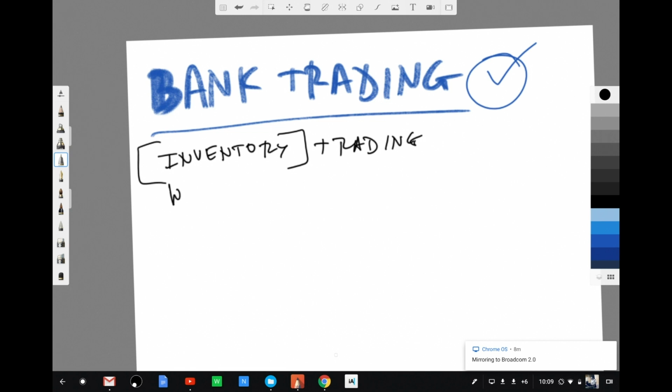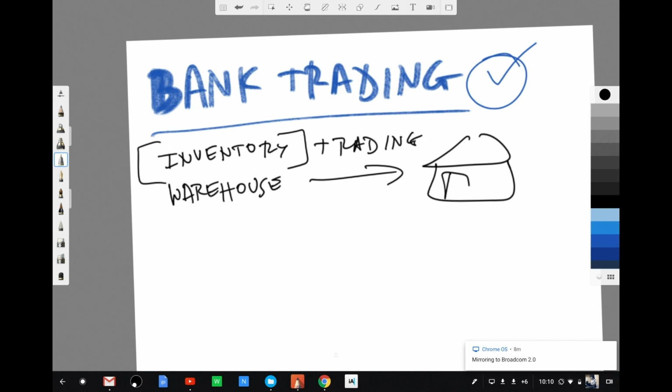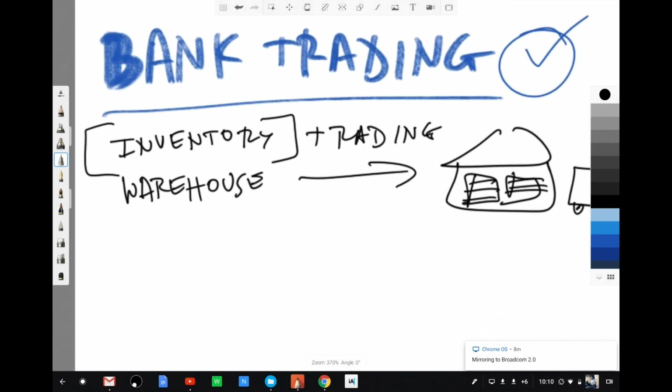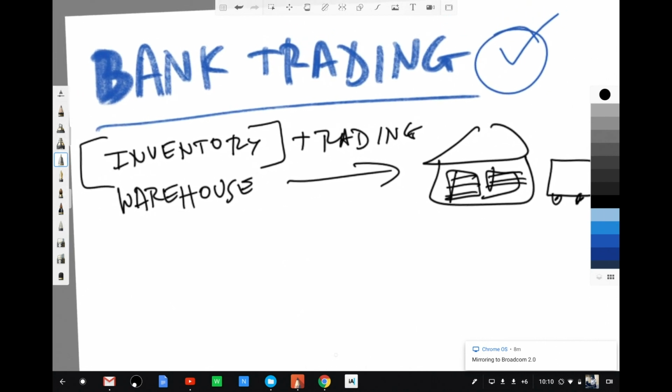I need you to also, if you're watching today, remember the word warehouse as we talk about bank trading. So picture in your mind a giant warehouse, you know, with those big doors where the trucks back in. So here's a truck. It's got some wheels. And then, okay, so you've got in your mind a truck, a warehouse, and the word inventory. If you truly want to trade like a bank, oh, and I want you to learn another word, specialization.